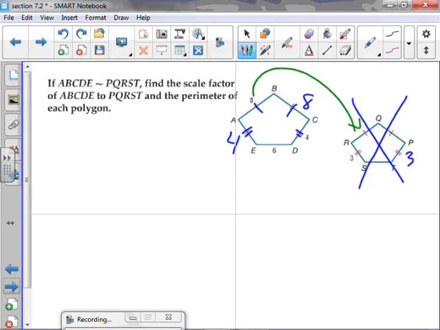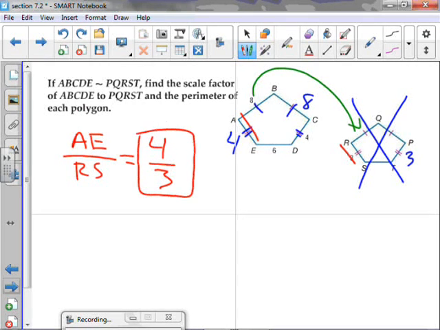So I find two sides that are corresponding sides. So AE over RS will give me my scale factor. AE divided by RS is 4/3. So the scale factor of one of these to the other is 4 to 3. Great, I found my scale factor.